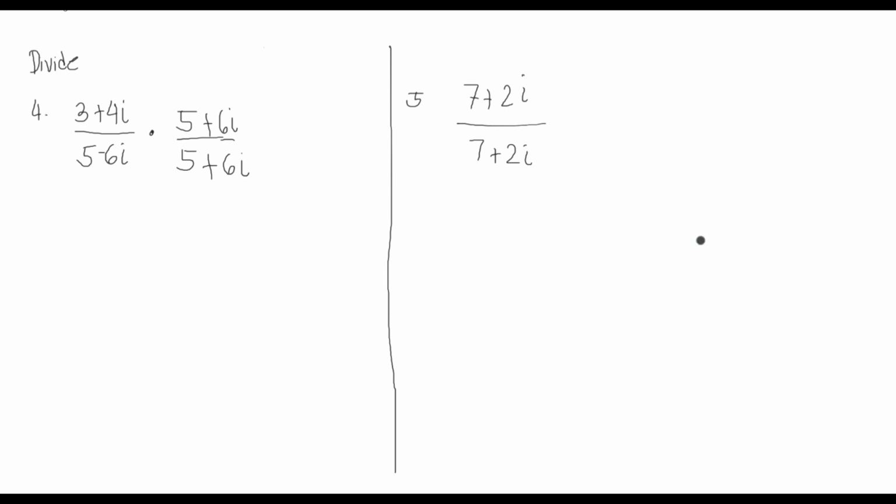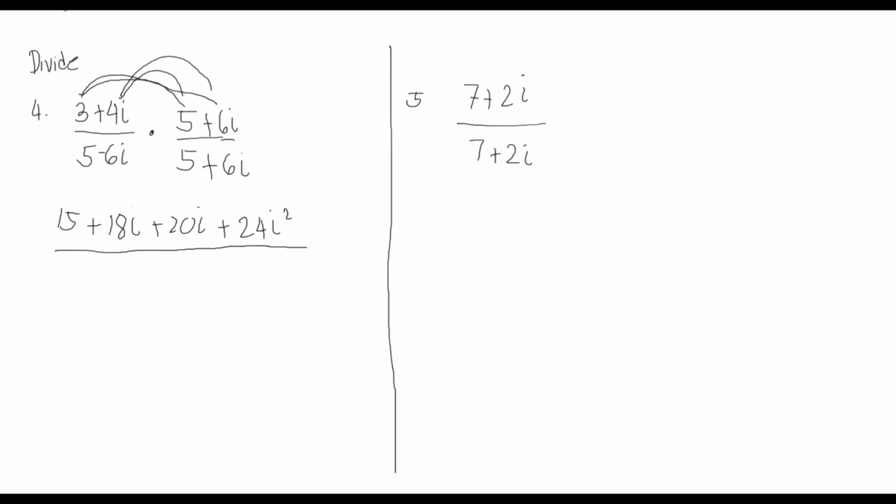Next, multiply. Numerator times numerator, denominator times denominator. So, this is 3 times 5. That is 15. 3 times 6i, you have 18i. 4i times 5, you have 20i. 4i times 6i, you have positive 24i square.